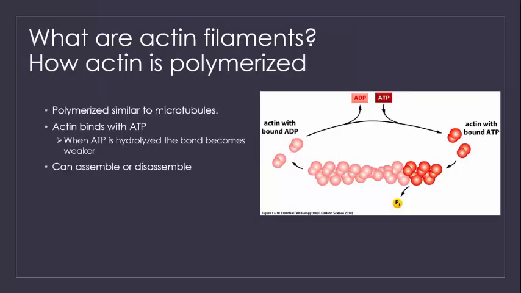Just like microtubules, actin can assemble or disassemble, and this process is entirely related to the molecule associated with the actin molecule. If ATP is associated with the actin, the subunits have a strong bond and stay associated. If the ATP is hydrolyzed, then the bond becomes weaker and the actin molecule is more likely to disassemble. This also creates the polarity that we saw in the microtubules.